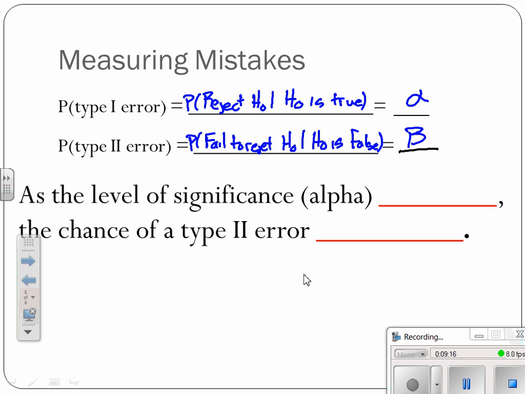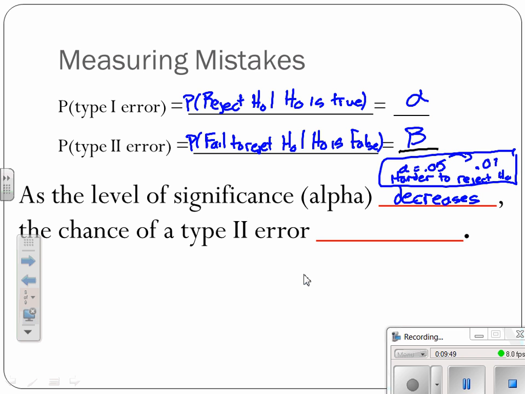One of the things to realize is, as the significance level decreases, if we drop from alpha equals 0.05 down to 0.01, it's going to be harder to reject the null at that point. If it's harder to reject the null, that means we're more likely to fail to reject, which means the probability that we make that type 2 error increases. If you think about that for just a minute, it does make sense. If we're less likely to reject, we're more likely to fail to reject. So we're more likely to make that type 2 error.